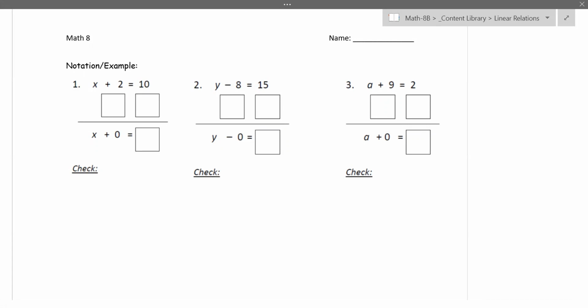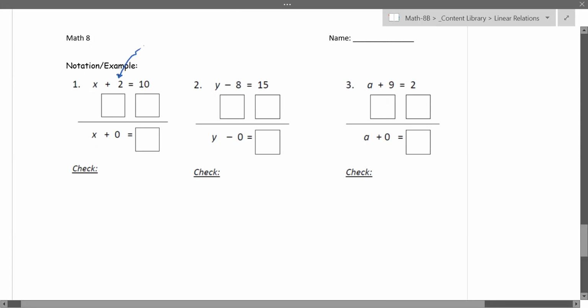So the first example says x plus 2 equals 10. So we want to cancel out the plus 2. The opposite of adding 2 is subtracting 2. Plus 2 minus 2 gives us this 0. 10 minus 2 is 8. So then I would get x equals 8 as my final answer. To do a check, you're literally plugging that 8 in. So instead of writing x, I'm going to write 8 plus 2 equals 10. Does 8 plus 2 equal 10? Yes. 10 equals 10. That's your check. You do not always have to do a check for me. I will always specify when I want that check.